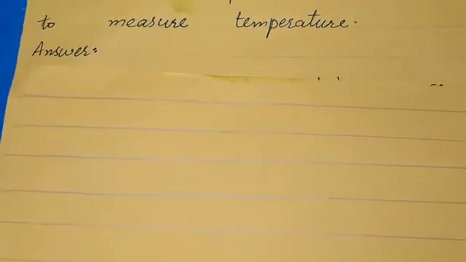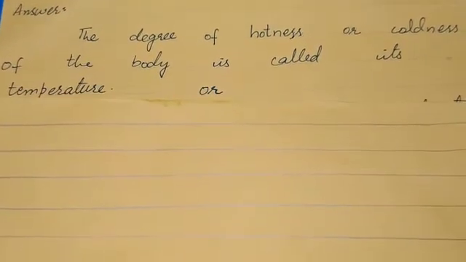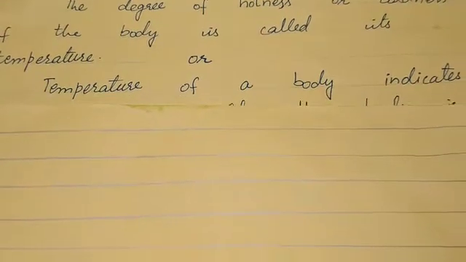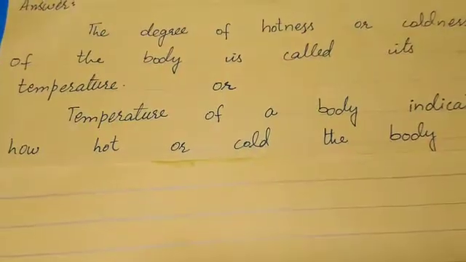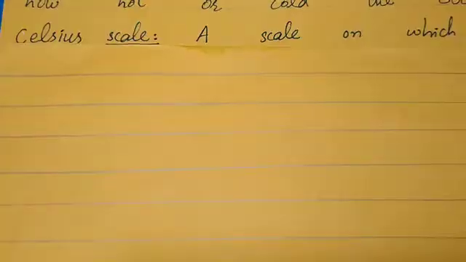Answer: the degree of hotness or coldness of the body is called its temperature, or the temperature of a body indicates how hot or cold the body is. You can learn one definition, whichever you find easy. There are two temperature scales.